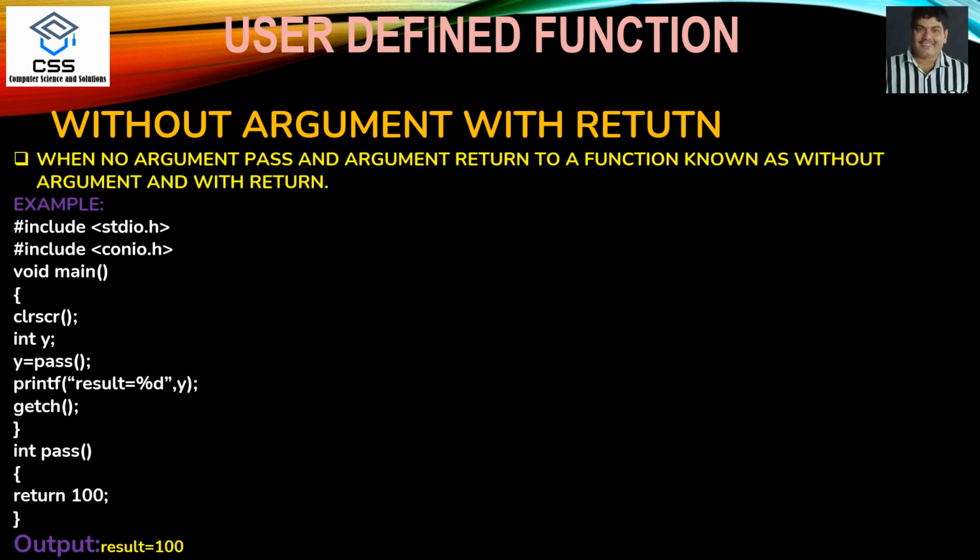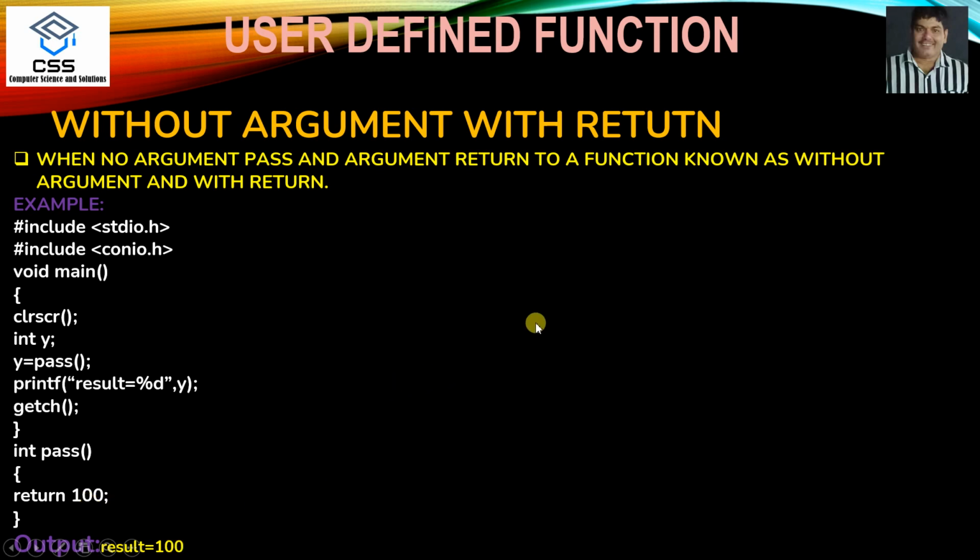Next is without argument with return, which means no argument is passed but the value returns. See here, pass is a user defined function. We call the pass function, no argument is passed, hence no argument it will receive, but the return type is integer. Why? Because a value is to be returned. Suppose we return 100, then 100 will be returned to this position and stored in y. We are accessing y, which means we are accessing 100. No argument is passed but the value returns, and hence it is known as without argument with return. If this program executes, 100 will be displayed.